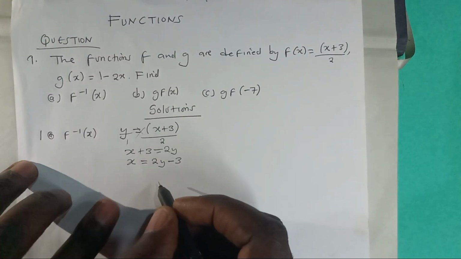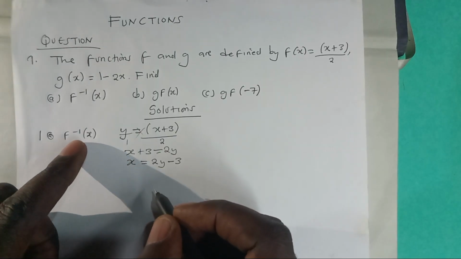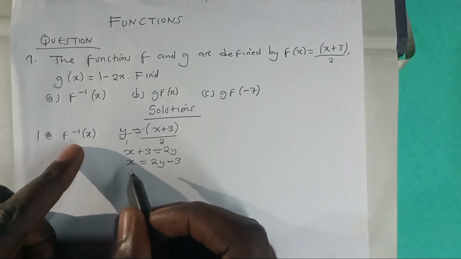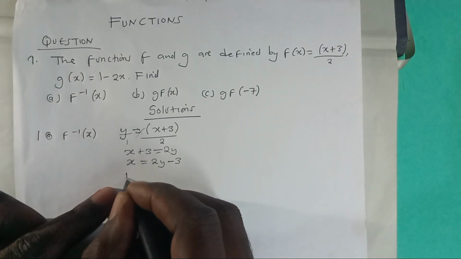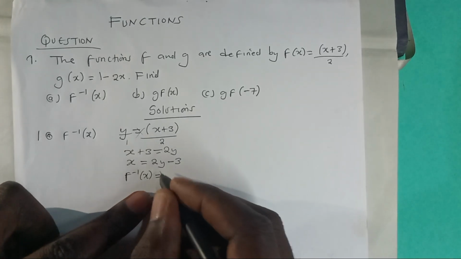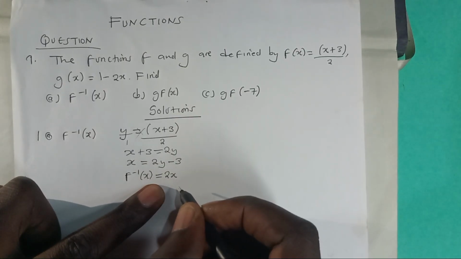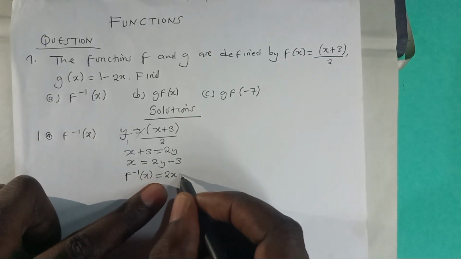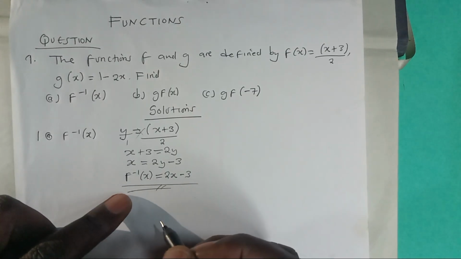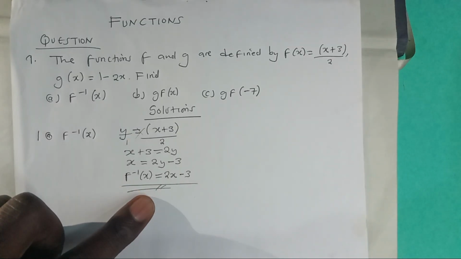After doing this, we've already made the f inverse of x. So we shall now simply, where there is x, we replace by this. So f inverse of x is equal to 2, where there is y, we put x, minus 3. So this is f inverse of x. As simple as that.